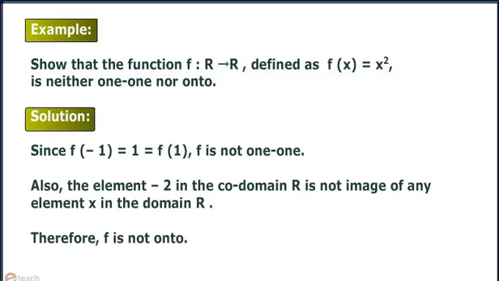Since f(minus 1) equals 1 equals f(1), f is not one-one. Also, the element minus 2 in the codomain R is not the image of any element x in the domain R. Therefore, f is not onto.